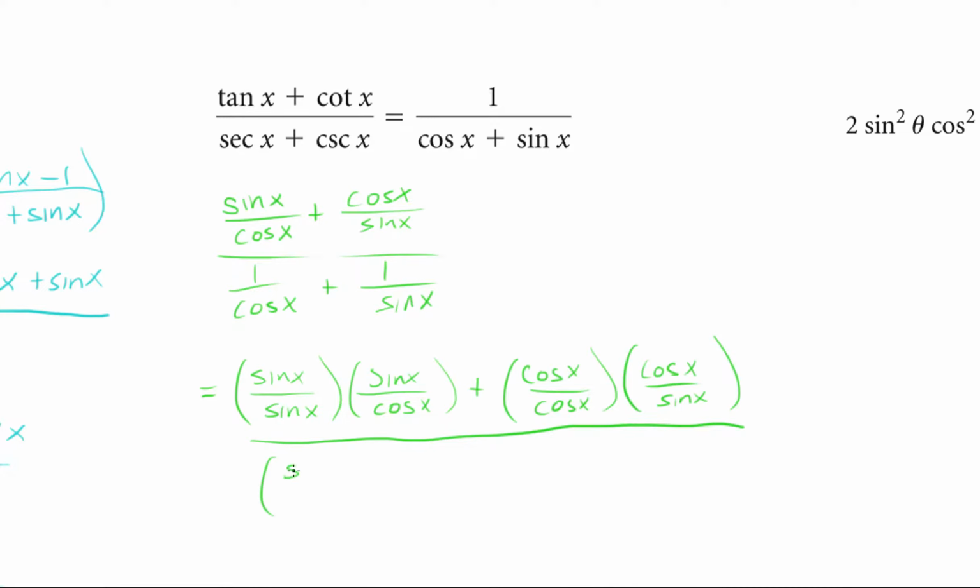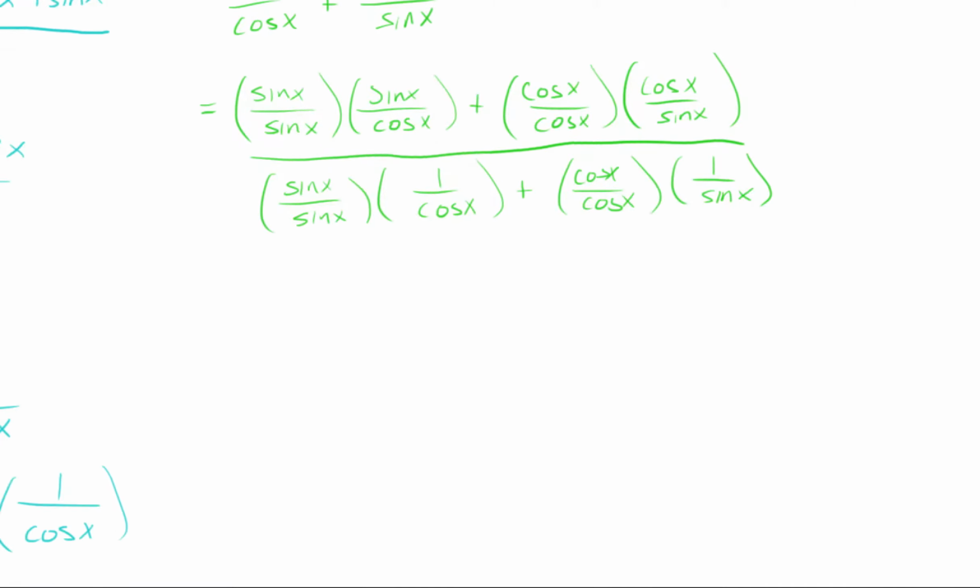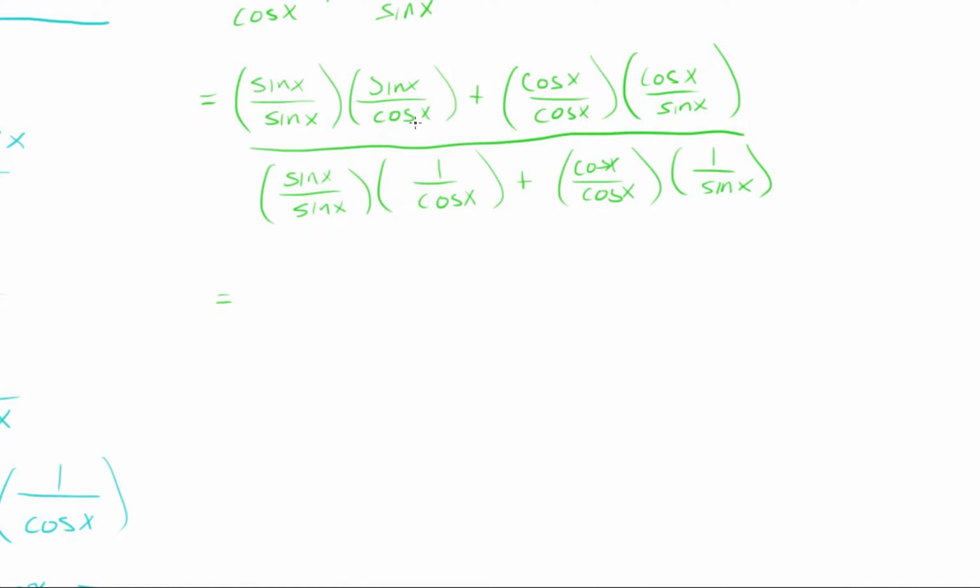So on the left side, sine of x over sine of x times 1 over cosine of x. On the right side, cosine of x over cosine of x times 1 over sine of x. Okay, from there you just multiply across. So sine times sine is sine squared, plus cosine times cosine is cosine squared, over sine of x cosine of x.